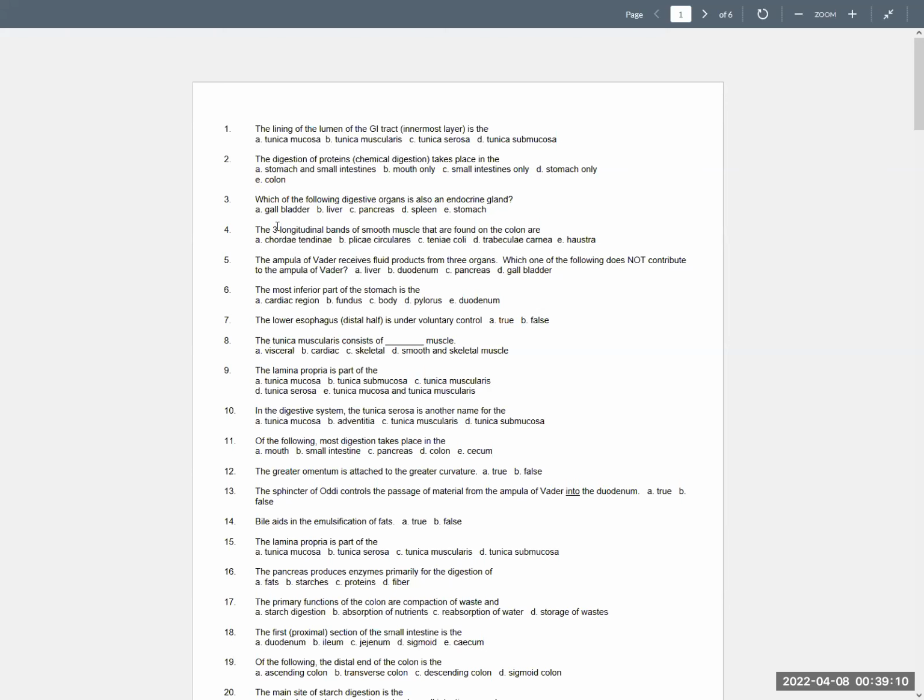The lining of the lumen of the GI tract, okay, the inside of the GI tract, the innermost layer, is what? What's it called? What's that layer called? Tunica mucosa. Tunica mucosa is correct, okay?